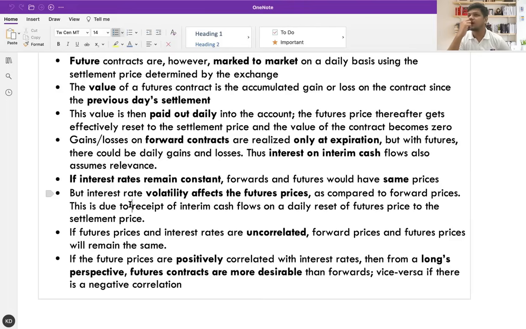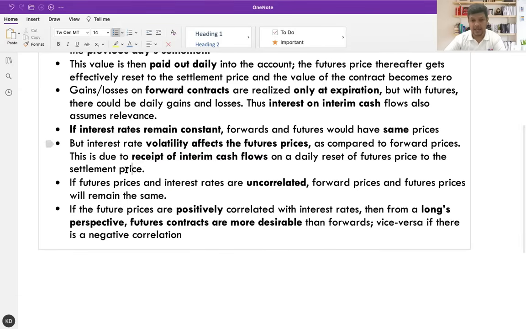Can you tell me why? Because of the daily settlement. Correct. Because the settlement happens daily. In forward, it's not going to affect because the settlement is only going to happen on maturity, right? This is due to the receipt of interim cash flows on a daily basis in the case of futures, because they are settled on a daily basis.